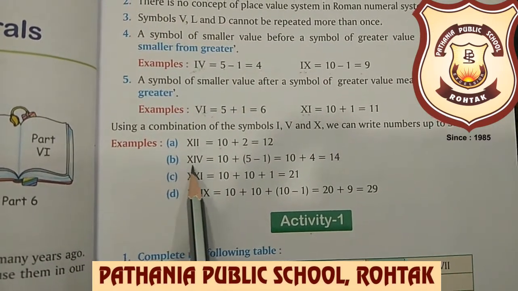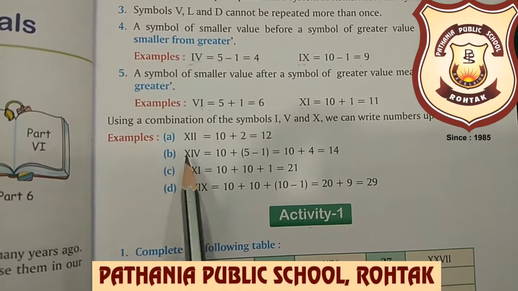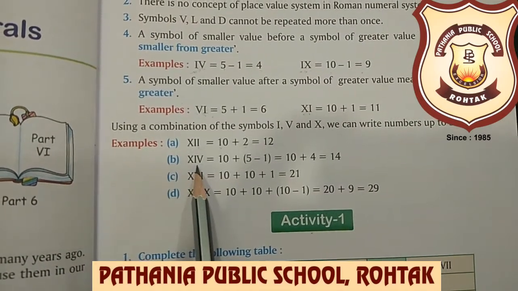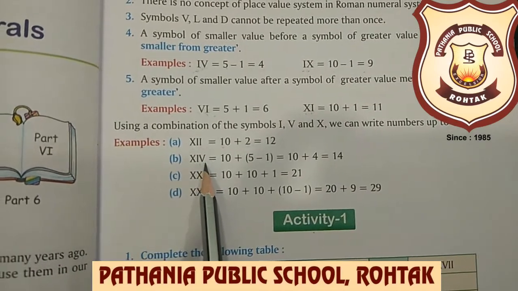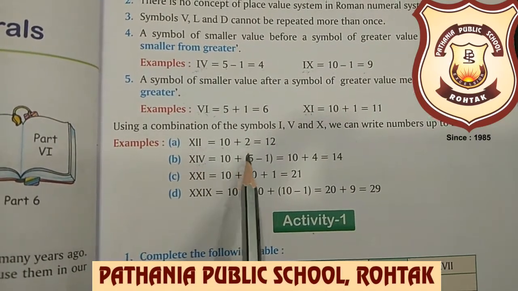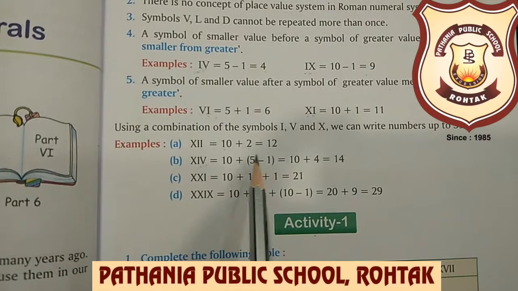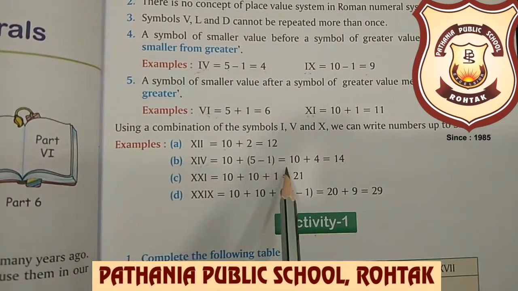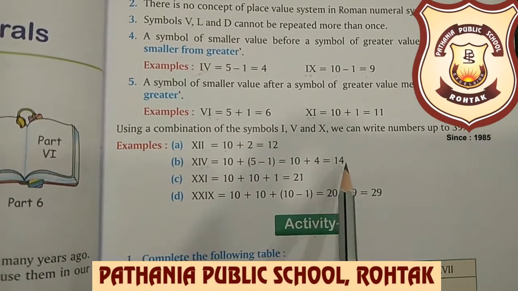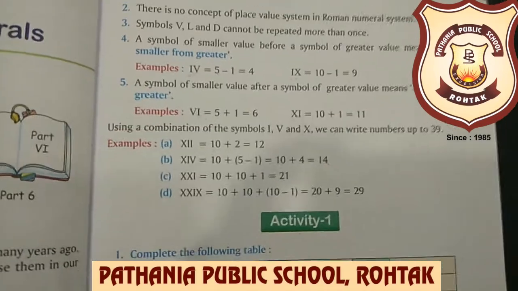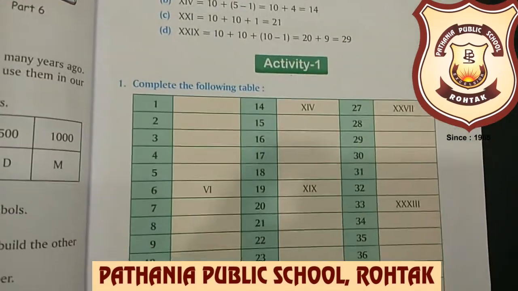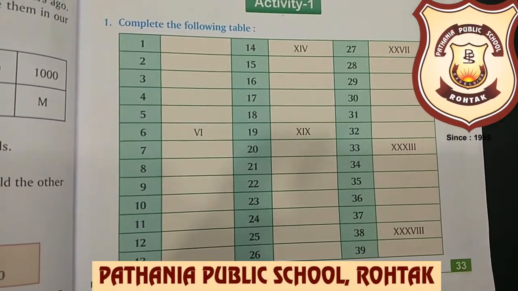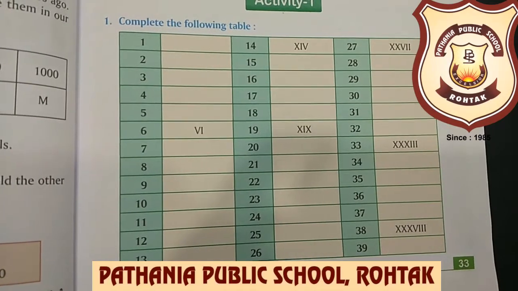Now this is XIV. Now X is 10 and IV: again the smaller symbol is before the greater symbol, so it will be subtracted, 5 minus 1, and 5 minus 1 is 4. So XIV is 10 plus 4, which is 14. So beta, now we are moving to our activity 1. Our activity 1 says, first question: complete the following tables.